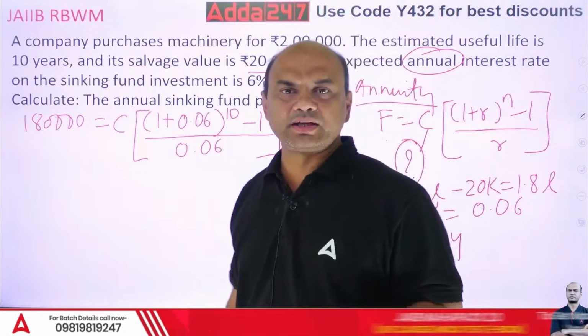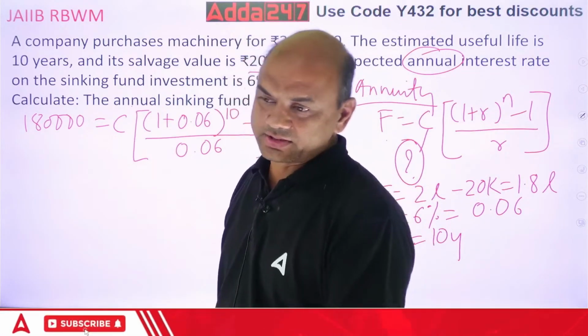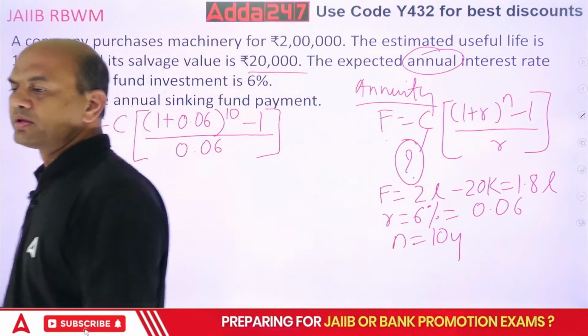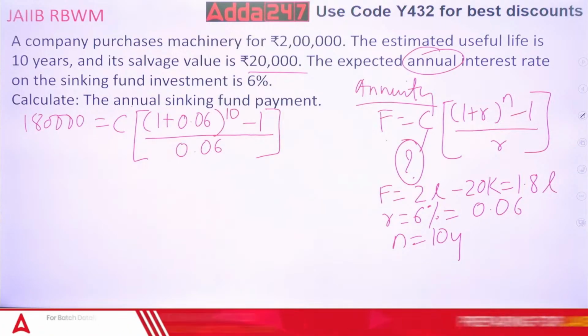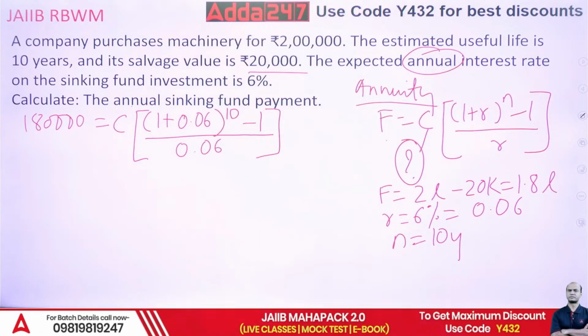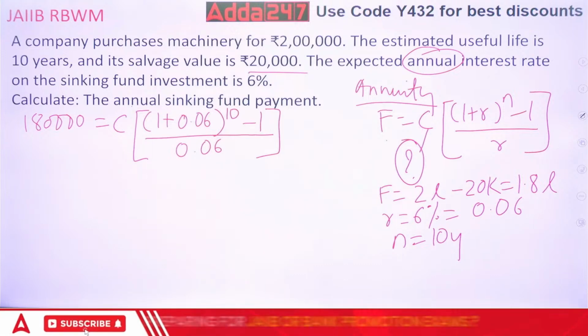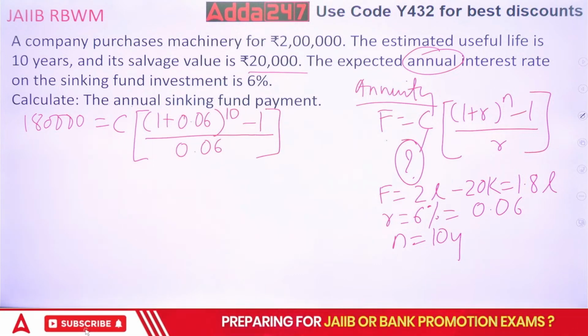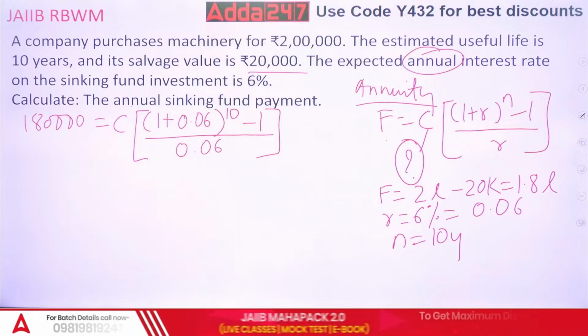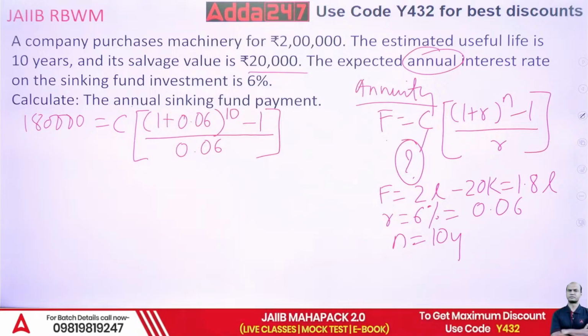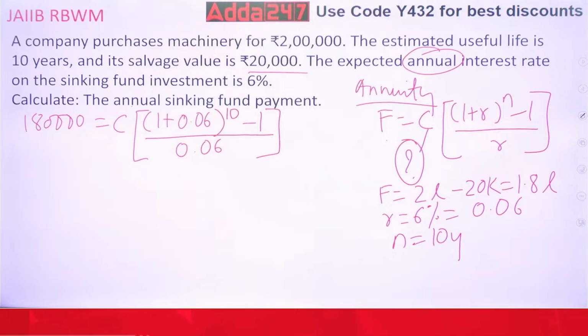Do it on your calculator. Everyone, try this. I'll wait for the answer from your side. Everyone give me the answer. 1.06, directly add this, 1.06.